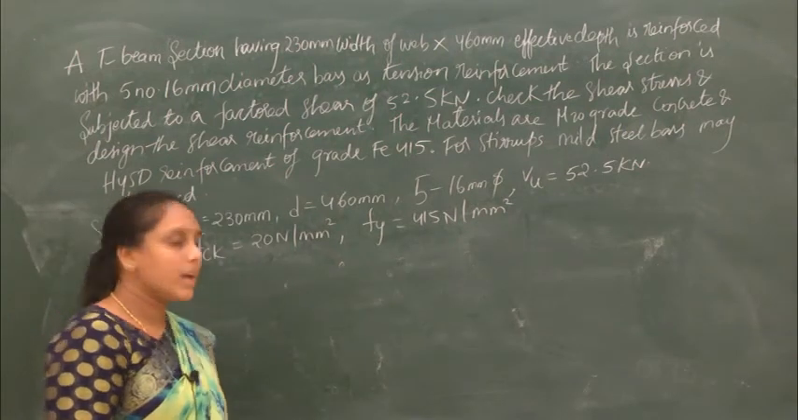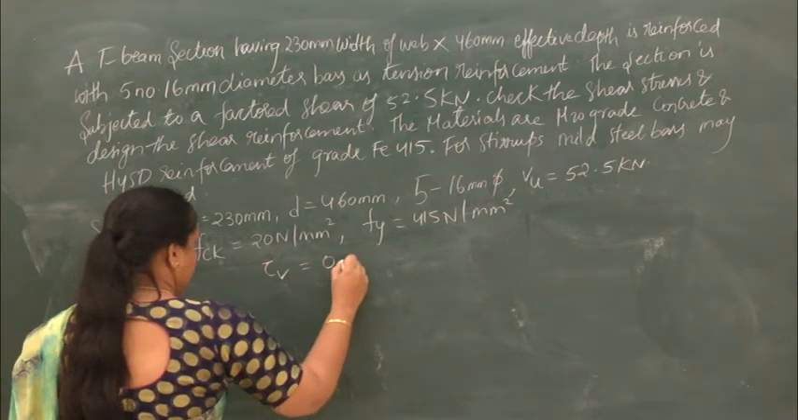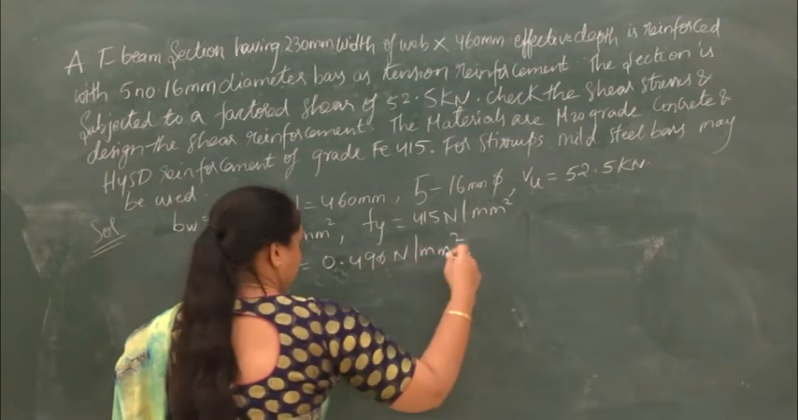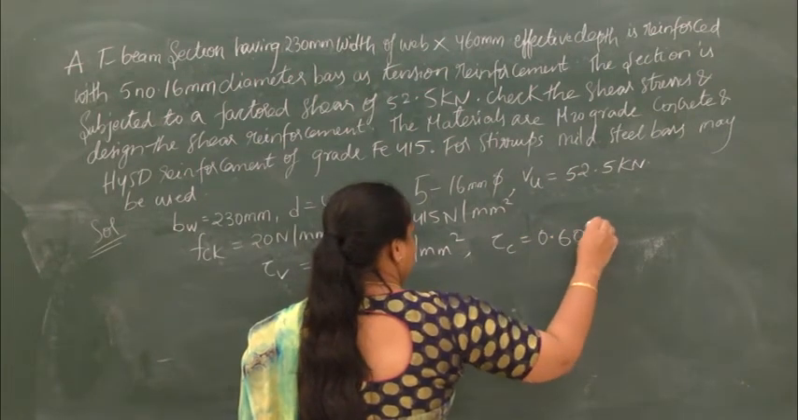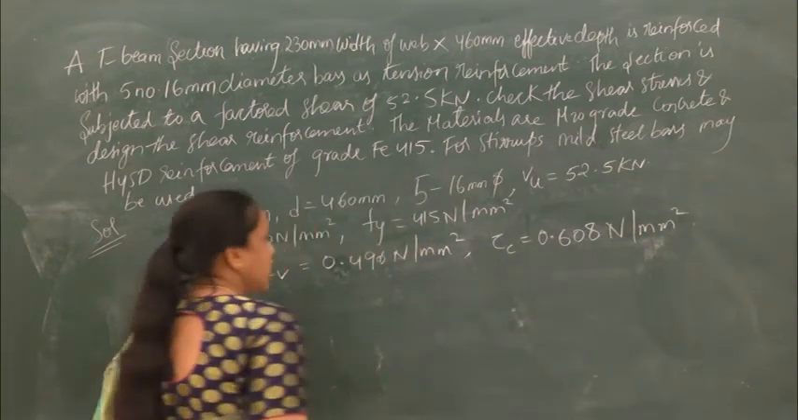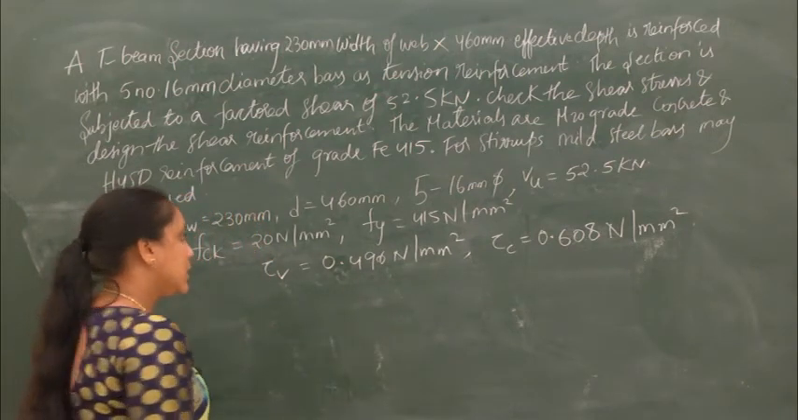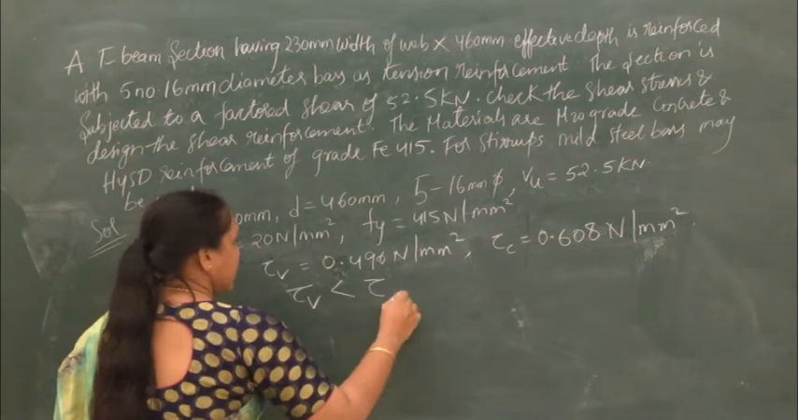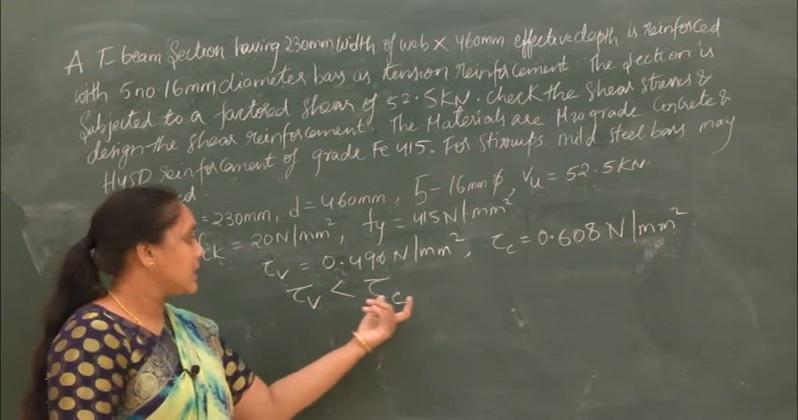So now let us compare the tau v and tau c values. What is the tau v value we got here? Tau v is 0.496 Newton per mm square. And what is the tau c value we got here? It is 0.608 Newton per mm square. So these are the two values of tau v and tau c we got here. So from this what can you observe? That tau v is less than tau c.